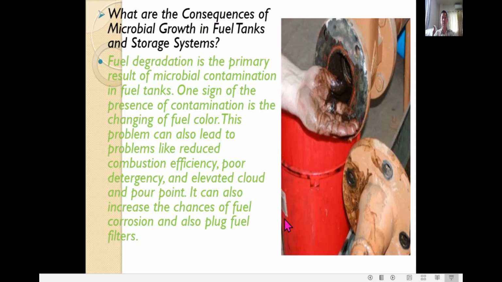Next, as you can see here, this is a tank inspection. What are the consequences of microbial growth in fuel tanks and storage systems? Fuel degradation is primarily a result of microbial contamination in fuel tanks. One sign of the presence of contamination is the changing of fuel color. This problem can also lead to problems like reduced combustion efficiency, poor detergency, and elevated cloud and pour point. It can also increase the chances of fuel corrosion and clog fuel filters. So this is tank inspection.